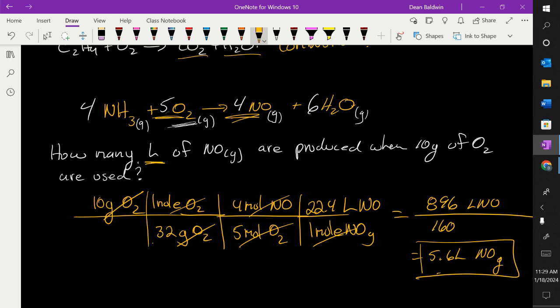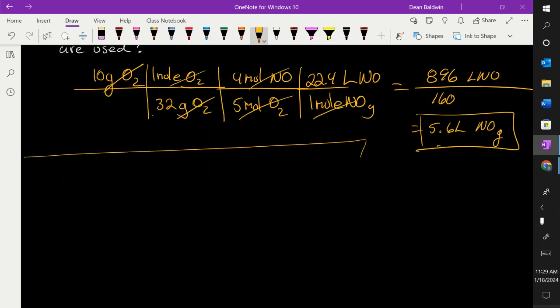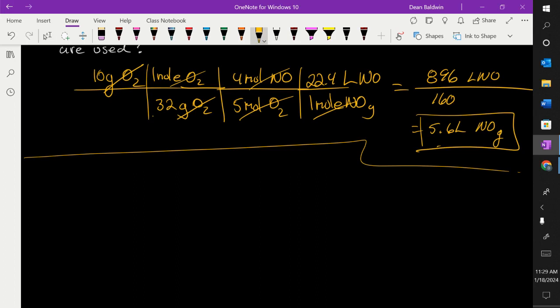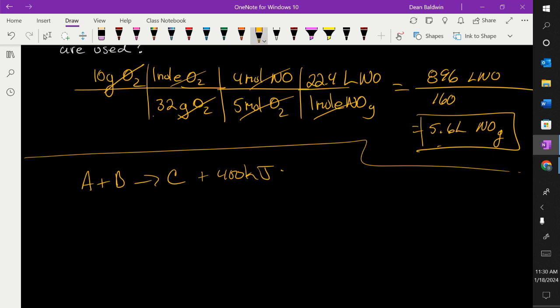The only other thing I'd want to talk about today is the energy diagrams. So if you have an equation that looks like this, A plus B goes to C plus 400 kilojoules. What type of reaction is this? Exothermic and synthesis. It's a synthesis reaction and it's exothermic because we're producing energy. So this is an exothermic.